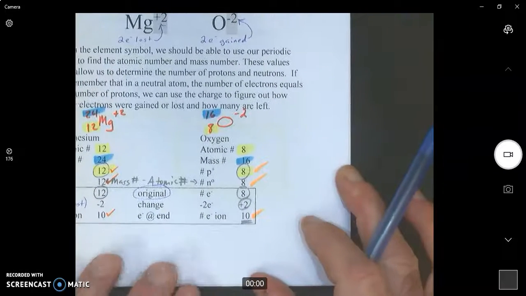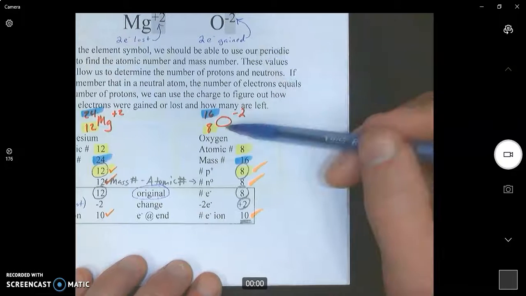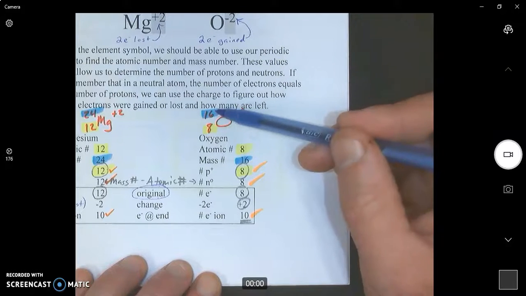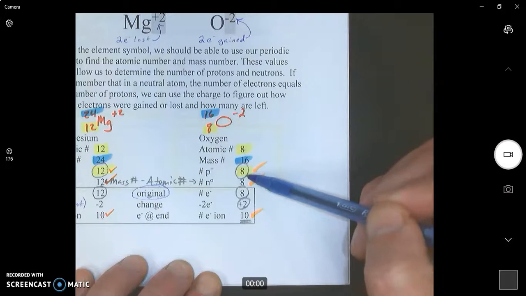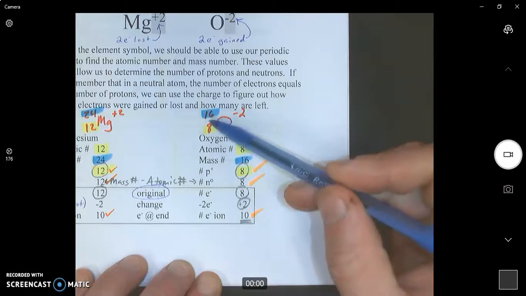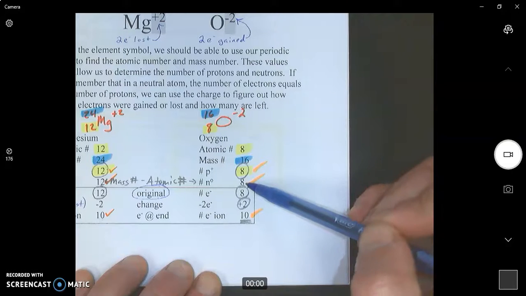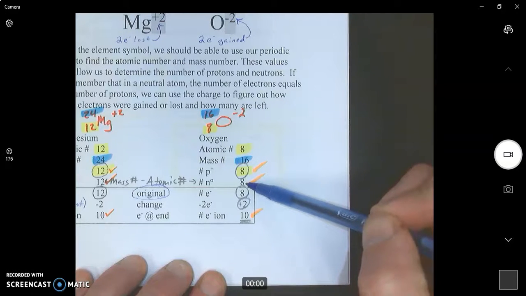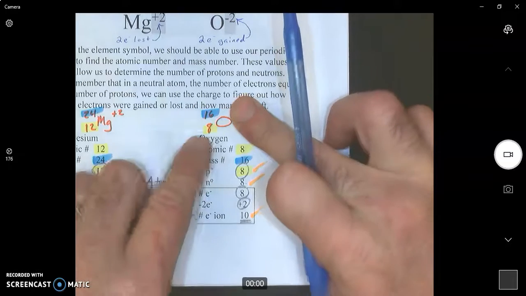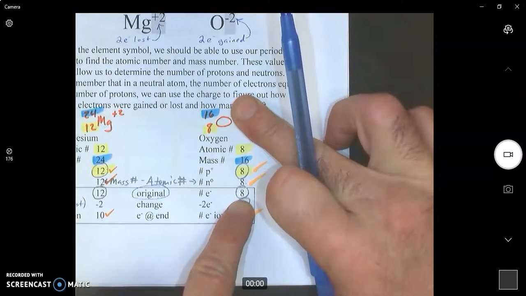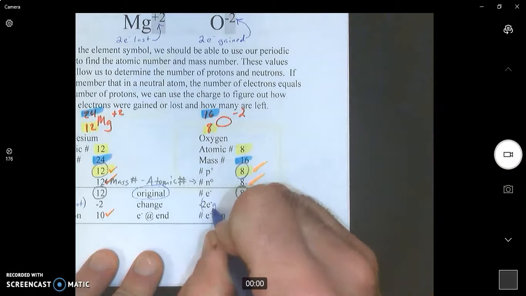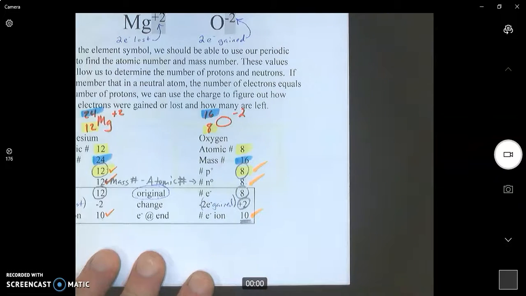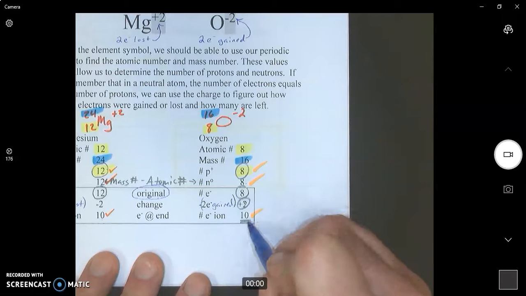Now, let's head in the opposite direction. Let's look at a nonmetal. A nonmetal with a -2 charge, with a mass number of 16 and an atomic number of 8. Atomic number of 8 gives me 8 protons. Check. 16 minus 8, mass number minus atomic number, gives me 8 neutrons. If this was neutral, we would have 8 electrons as well. But it has a -2 charge. Remember that the -2 means 2 electrons were gained. Okay? If we gain 2 electrons, we go from 8 plus 2 is 10.